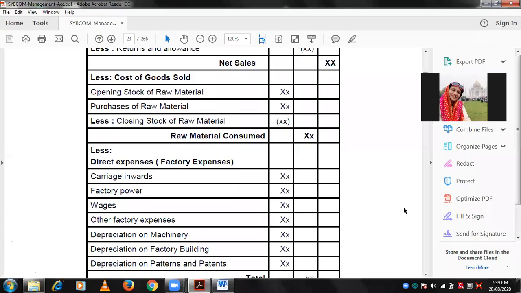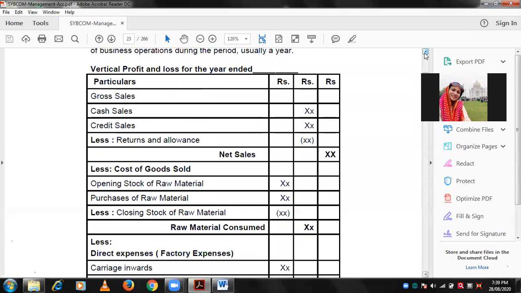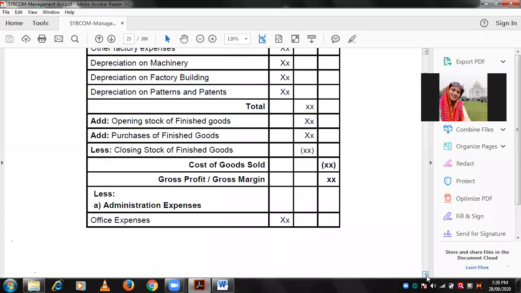Suppose we have to find out the cost of goods sold, because after deducting it... In order to write the vertical profit and loss, we have to first write the sales. Then, by bifurcating sales into cash and credit sale, we have to deduct the returns and allowances. Then we get net sales. When we get net sales, we have to deduct this cost of goods sold, and after deducting it, we are going to get the gross profit or gross margin.